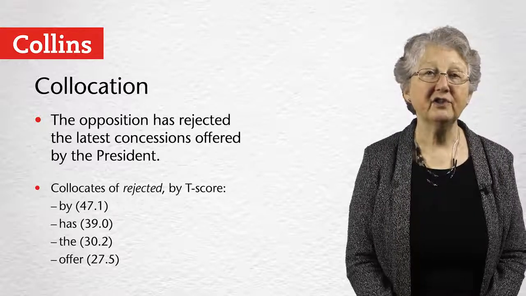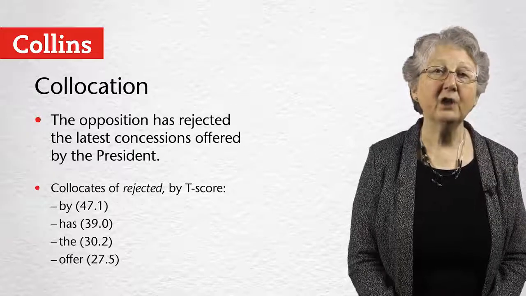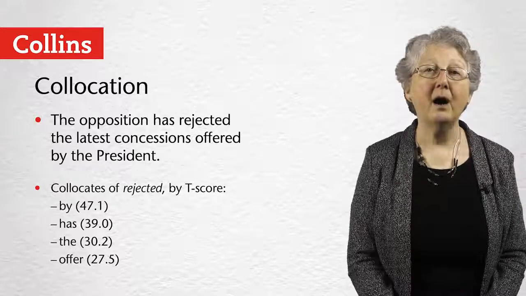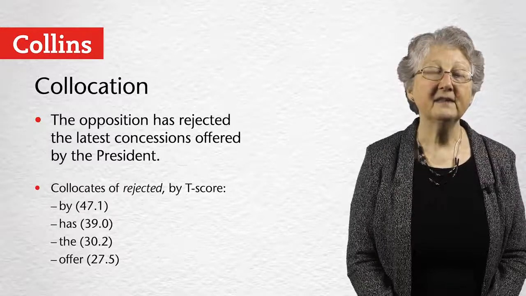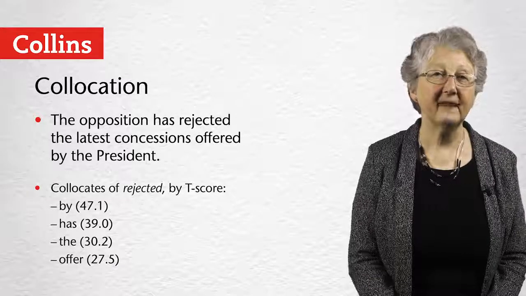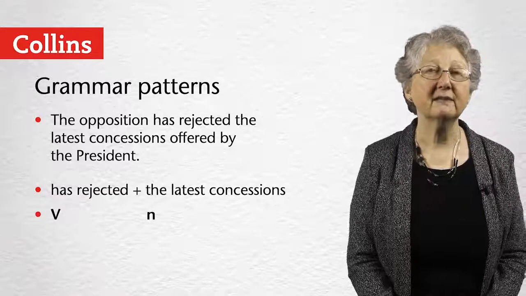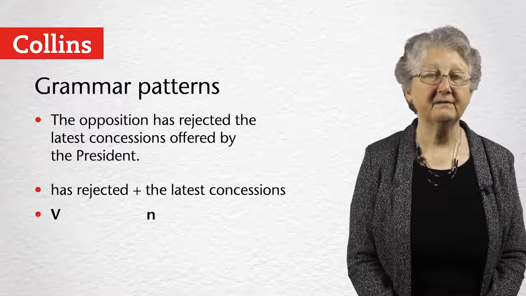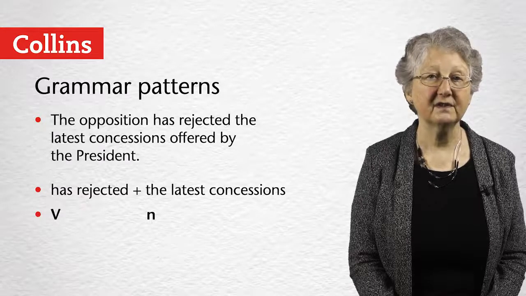The opposition has rejected the latest concession offered by the president. Now, if we look at the collocates of rejected, the most significant collocates by T-score are by, has, the, and offer. So the sentence represents something that's very typical in terms of the collocates of that verb. But if we look at grammar patterns, we don't actually see that phraseology. We just see that rejected is a transitive verb followed by a noun phrase, has rejected the latest concessions.